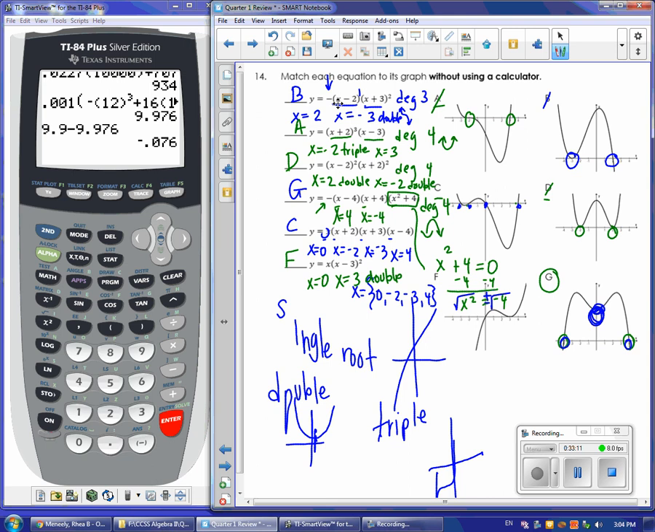And if I look, I can see that at x equals 0, the graph passes straight through. It doesn't turn around, and it doesn't change concavity, so it's a single root. And I can see that at x equals 3, since the graph turns around at that point, it's a double root. So those are several different ways that I can verify that I've matched these equations to their graphs correctly. And I believe that's it.